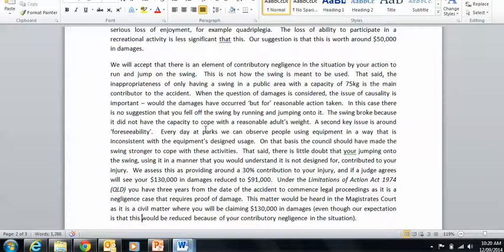With the limitations of action, as a court thing, and I only have 3 years to do it. It says that because the negligence code requires proof of damage.